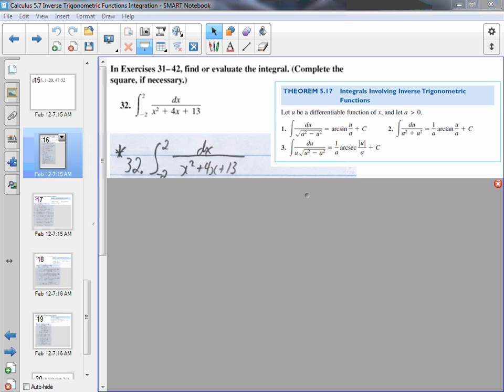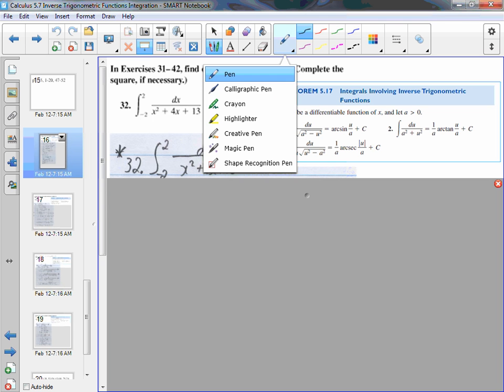All right, number 32 asks us to evaluate an integral. What's different about this one? It's a definite integral. So not only if we make a substitution, we'll also have to do what? Change the limits of integration. Okay? Now on this one, we're going to complete the square. And completing the square is going to help us turn this into an arctangent problem.